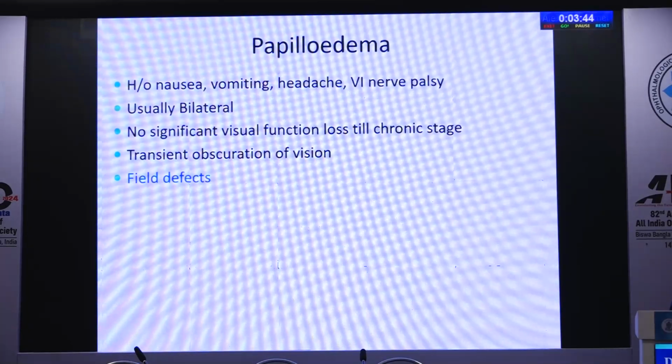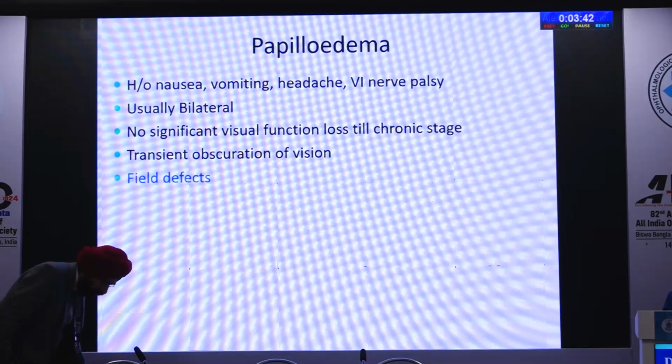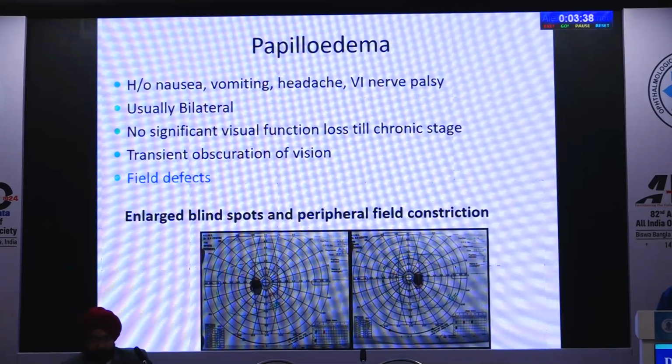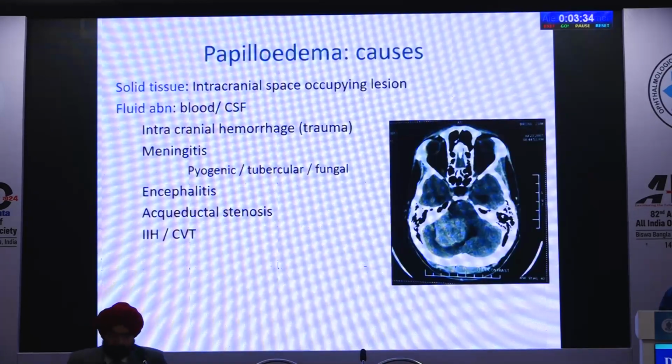Essentially, just a quick overview. Papilledema, a raised intracranial pressure, could be for multiple reasons. You'll just look for an enlargement of the blind spot and peripheral constriction as the early signs, and over time it could go on to involve the entire visual field.